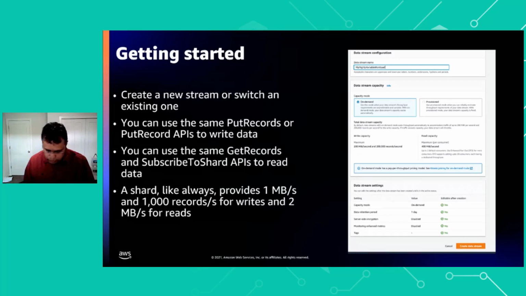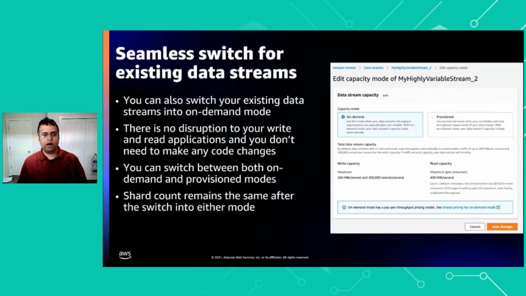The other thing that customers have told us that they love about on-demand is you can switch all your existing streams, one or more, into on-demand capacity mode, right? So say you already use KDS, you have a bunch of workloads running on KDS, you like this capability, you don't want to manage capacity, but you want to transition, we enable you to do that with a single click of a button. Now, the other beautiful aspect of this is there's no disruption for your read and write applications when you're making this change. So there's no disruption, and there's no need to do any complex code changes.